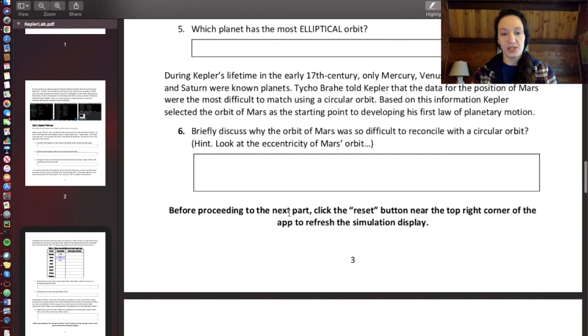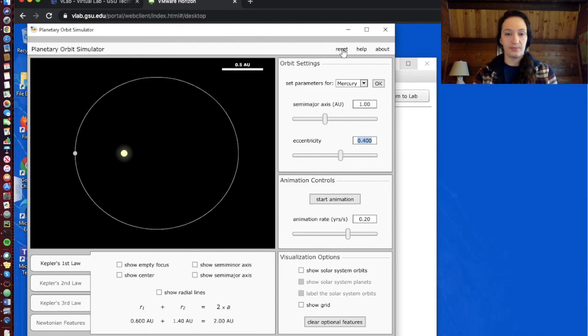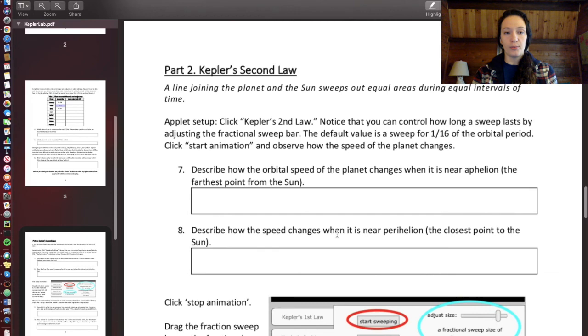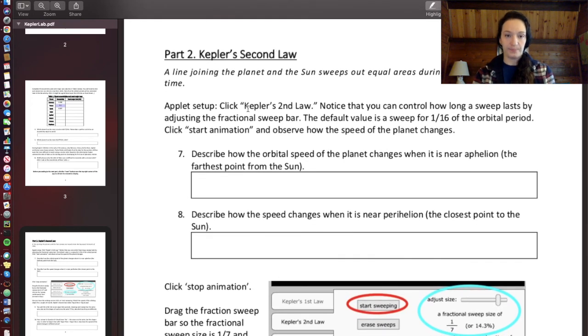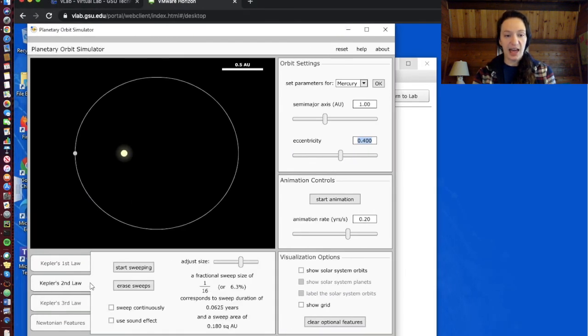So, before proceeding to the next part, make sure you click Reset near the top right corner of the app to refresh the simulation display. So I'm back over to the simulator. If I go up to the upper right-hand corner, it has Reset, Help, and About. Click Reset. Okay. Now we're moving on to Kepler's second law. So from here, you want to go to the Kepler's second law tab. We've been on Kepler's first law this whole time. Now we're going to Kepler's second law.